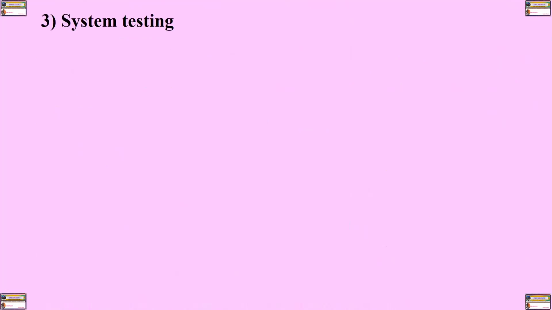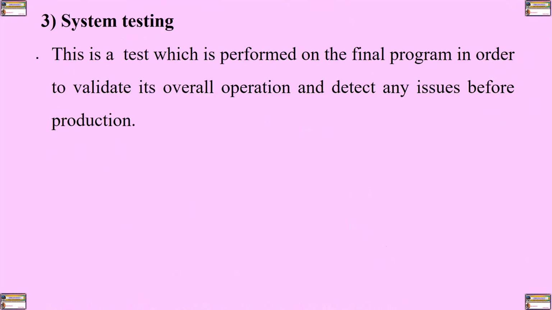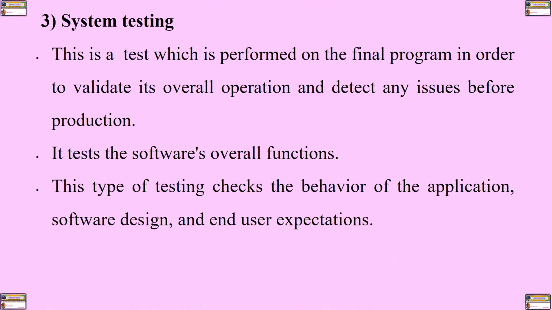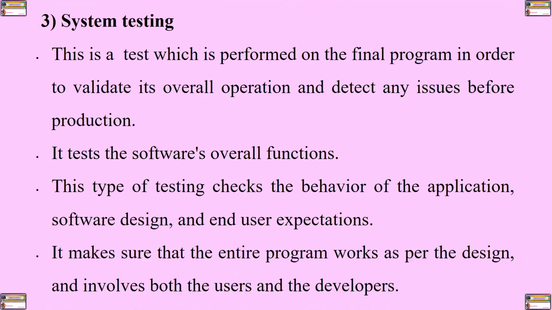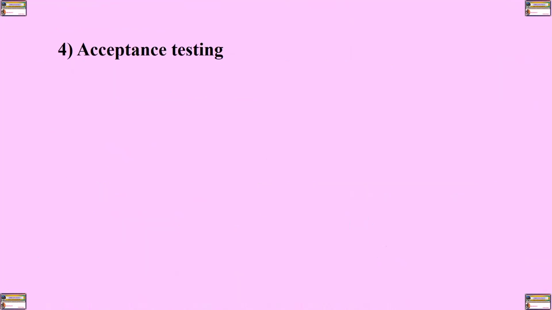The third is system testing. This is a test which is performed on the final program in order to validate its overall operation and detect any issues before production. It tests the software's overall functions. This type of testing checks the behavior of the application, software design, and end-user expectations. It makes sure that the entire program works as per the design and involves both the users and the developers.